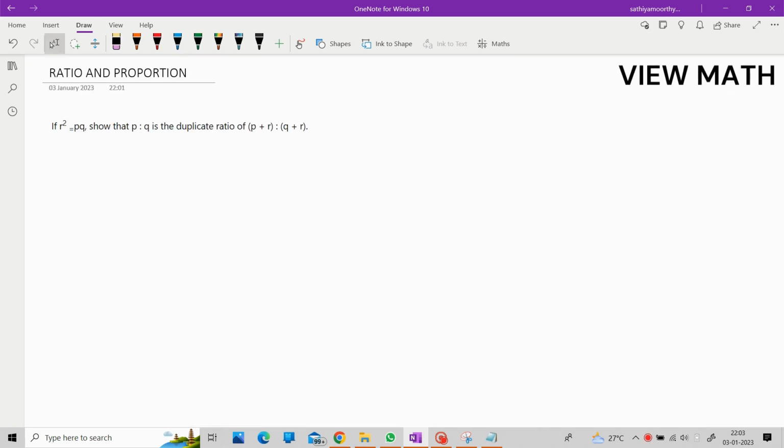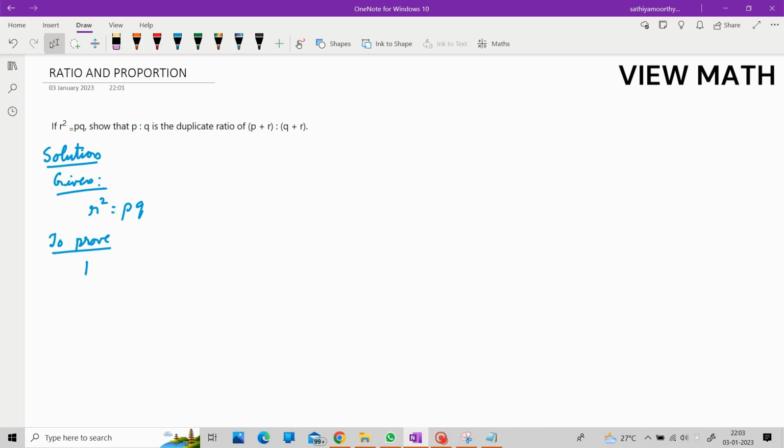If r square is equal to pq, show that p is to q is a duplicate ratio of p plus r is to q plus r. They have asked us to show. Now in this problem, what is given is r square is equal to pq. They are asking us to prove, show that p is to q is a duplicate ratio of p plus r is to q plus r.